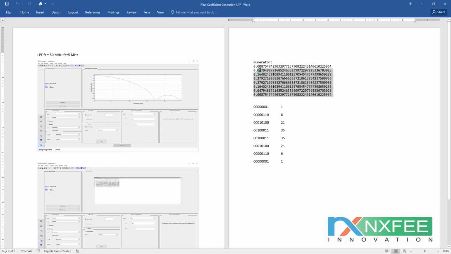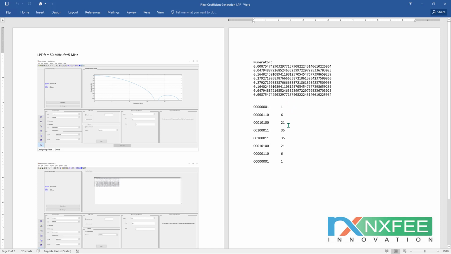So these are the coefficients, and we have converted these coefficients into binary form, and after that they are converted into decimal form. So here: 1, 6, 21, 35, 35, 21, 6, 1. So this is the form. As per that we need to create a multiplier with different architectures: CAVM, MCM and TMCM.